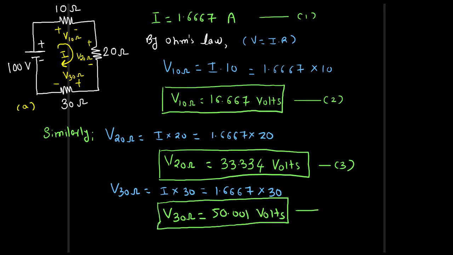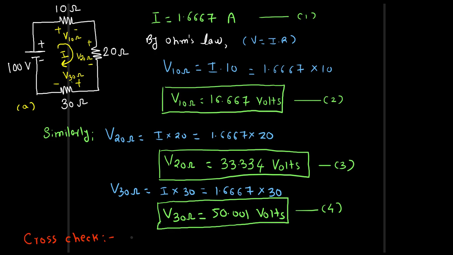Let us call it equation number 4. Cross check: we can cross check the answer by applying Kirchhoff's voltage law to this loop. KVL says that the algebraic sum of all the voltages in a loop should be 0. In other words, the supplied voltage should be equal to the sum of the voltage drops across each resistance.